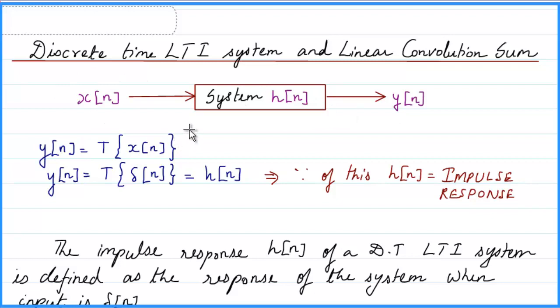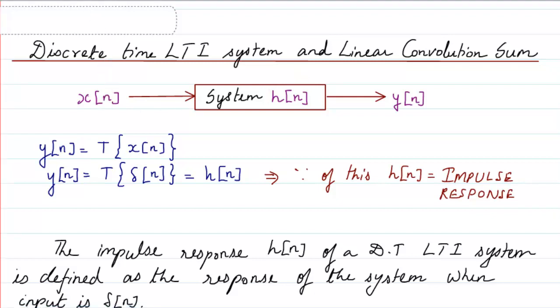Now let us look into this system. One way of knowing what the equation of the system is, is to input an impulse signal, delta of n, for x of n. If I put delta of n here, then at the output I will get y of n is equal to h of n.